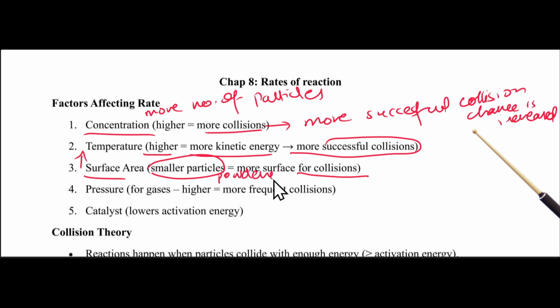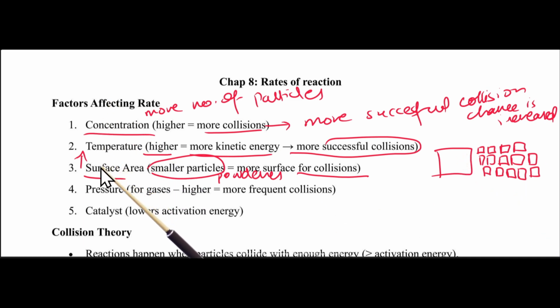Okay, so large particles have a small surface area. For example, this is a large particle, so its surface area will be smaller. But if I make it a small particle, then you will see that it will take more space. So the surface area will become more. The bigger the particles are, the smaller the surface area, and the smaller the particles are, the more the surface area. If surface area is more, then there will be more chances of collision and the rate of reaction will increase. So smaller particles increase the rate of reaction.